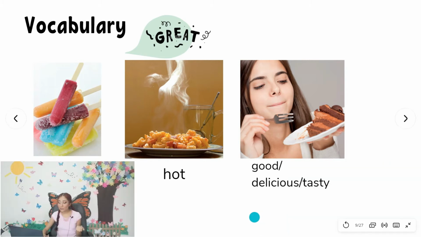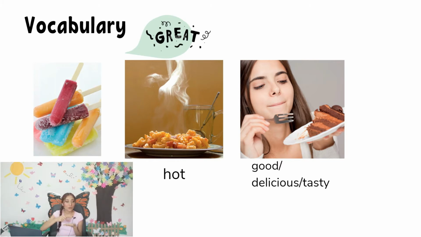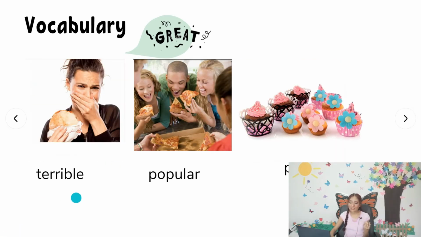Then we have good, delicious, or tasty. They are like synonyms to describe something that you really like. You can say that a cake, this is good. Or you can say, this is delicious. Or you can also say, this is tasty, okay? So now you can say terrible. When you eat something and you don't like it, you can say that it's terrible, awful, etc.